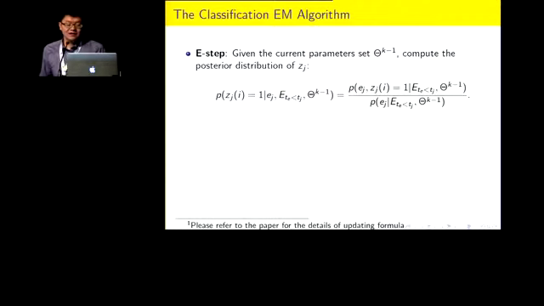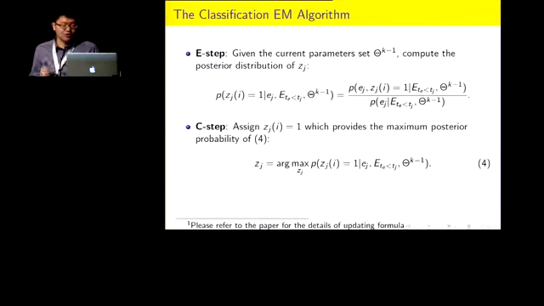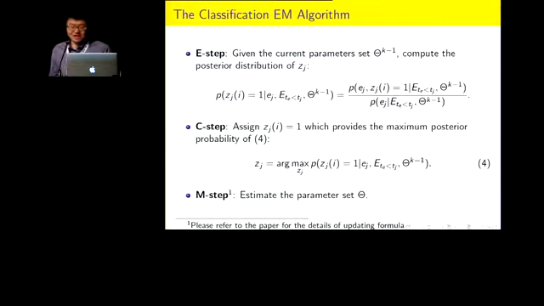And the classification EM algorithm contains 3 steps. The first step is E step. Given the current parameter set, we compute posterior distributions, and then we assign latent variables which provide the maximum posterior distributions of Formula 4. And next, in the M step, we estimate the parameter set theta.